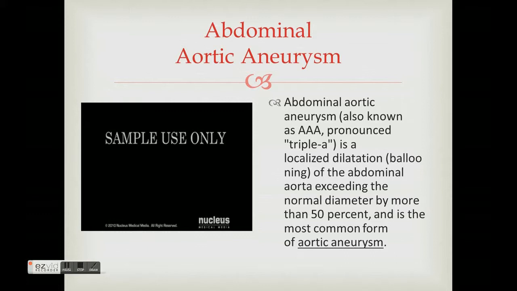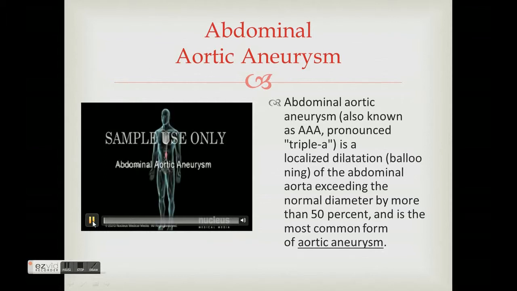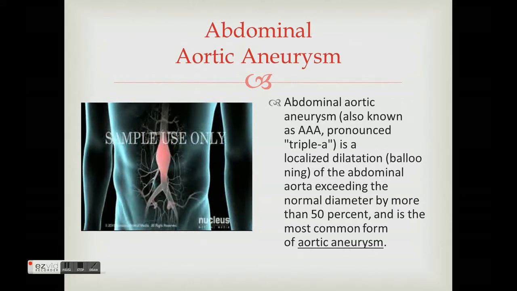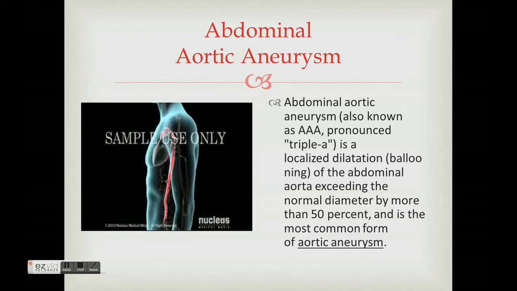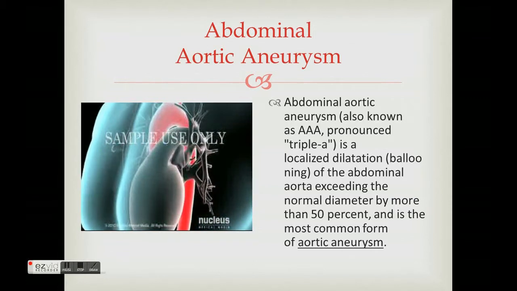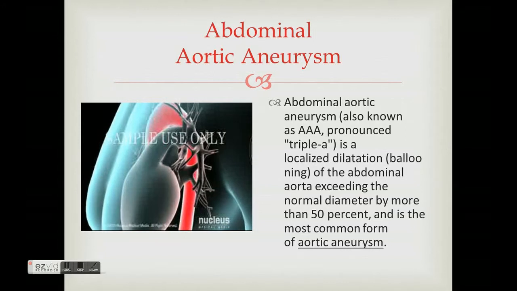Abdominal aortic aneurysm, also known as AAA, is a localized dilatation of the abdominal aorta exceeding the normal diameter by more than 50% and is the most common form of aortic aneurysm. Your surgeon will perform an abdominal aortic aneurysm repair to prevent the rupture of a bulging area of your aorta. The largest artery in the body is the aorta, which is attached to the heart and receives blood directly from the left ventricle, or main pumping chamber.